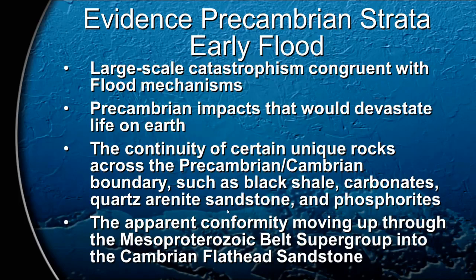And these include black shale. Now, there's a lot of black shale in the Precambrian. Black shale is high organic shale. A lot of organic matter in the Precambrian. Where did that organic matter come from? Well, I believe it's probably from pulverized organisms from all the catastrophism. Also carbonates. You have a lot of Precambrian carbonates, and they continue up into the Paleozoic with no boundary there.